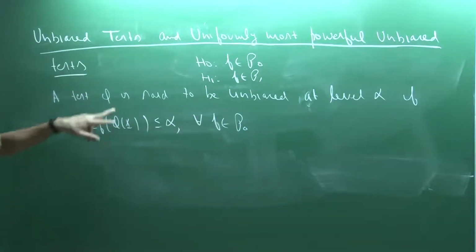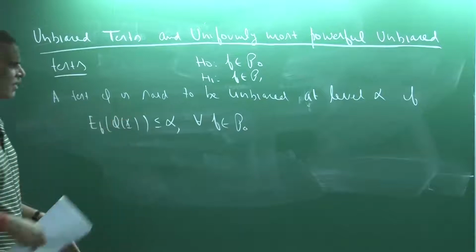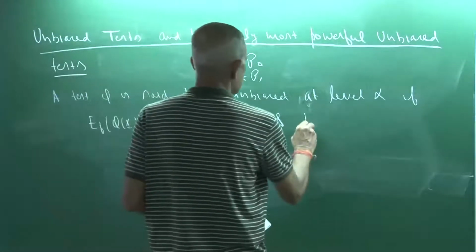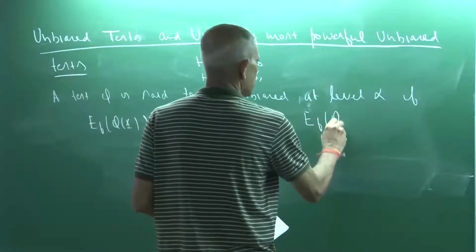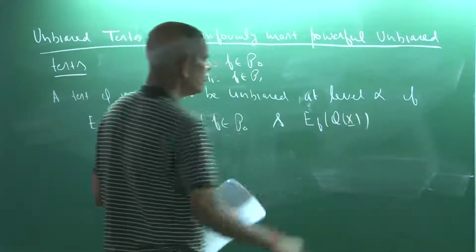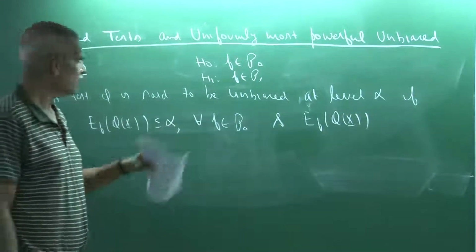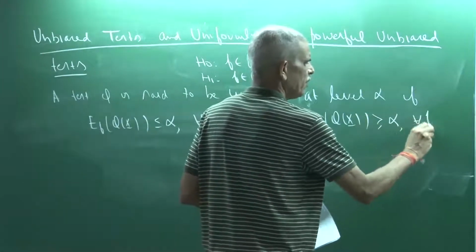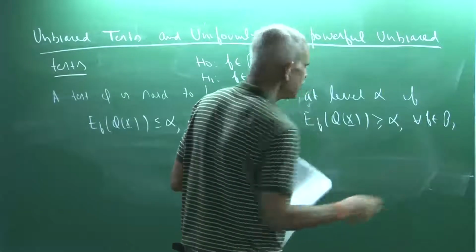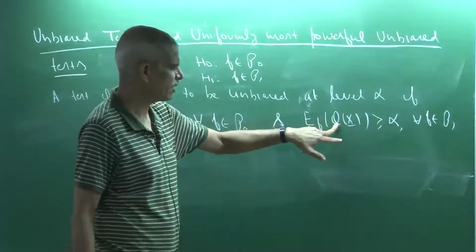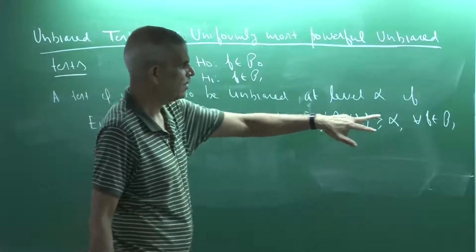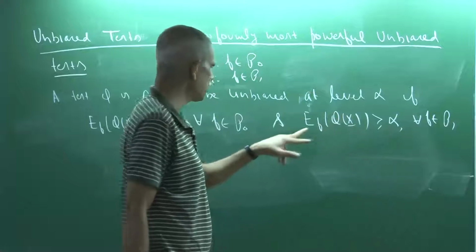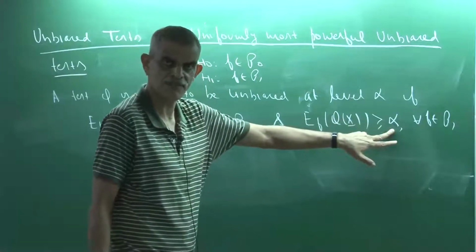So this ensures that your test phi is of level alpha, and what do you expect? Probability of rejecting H naught when H1 is true is always greater than or equal to alpha for every f belonging to P1. So this is the probability of rejecting H naught, because expected value of phi x is probability of rejecting H naught when H1 is true. So this is the power. So power should be greater than or equal to alpha, that means power should be greater than or equal to level of significance.